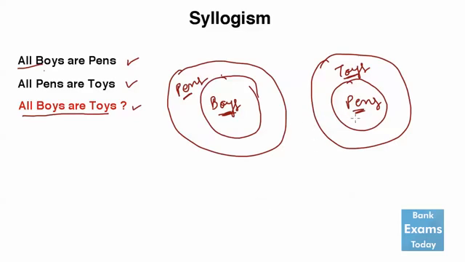So boys is here, a smaller circle inside the pens. So it's like this. The boys is here. So all boys, this smaller circle, are a part of the bigger circle, toys. So yes, it's true. All boys are toys. So let's do some difficult questions that will be asked in the real exams.